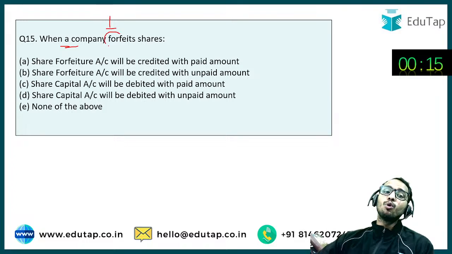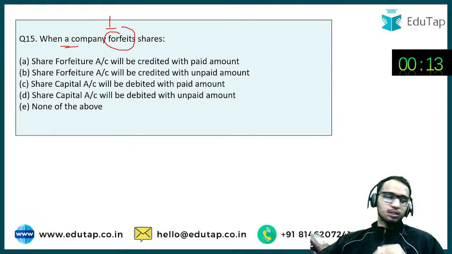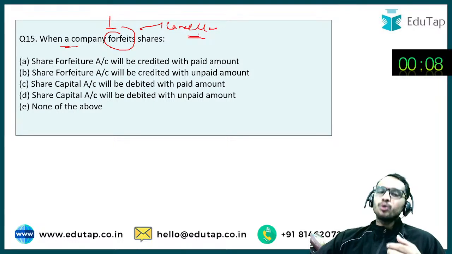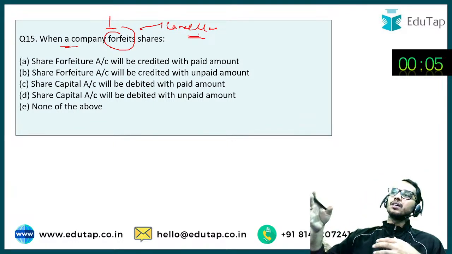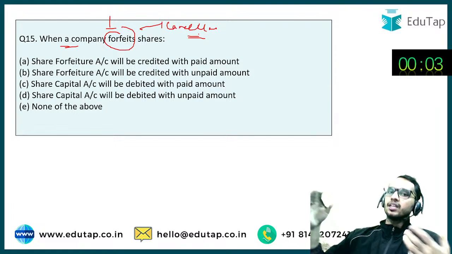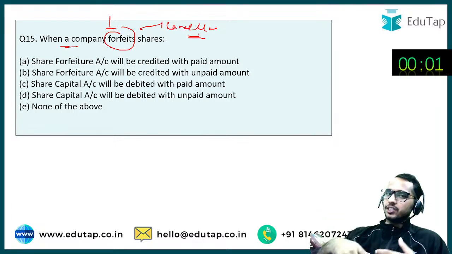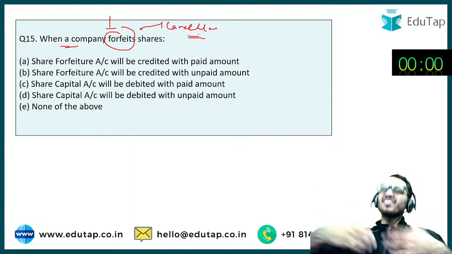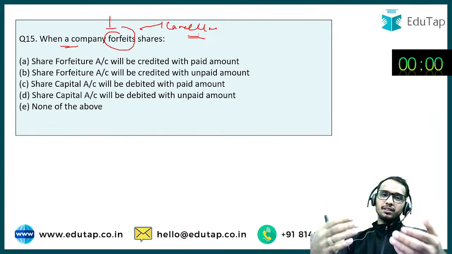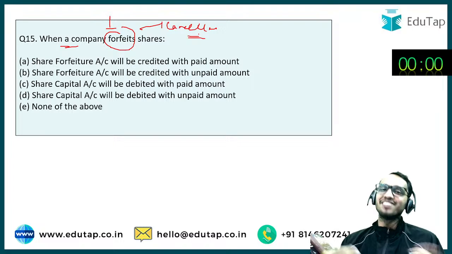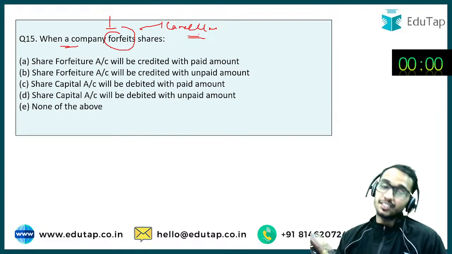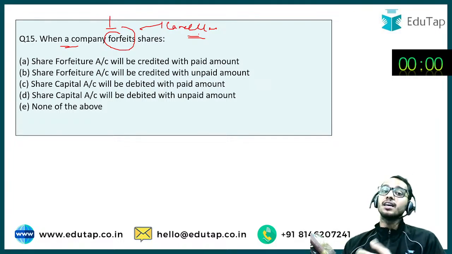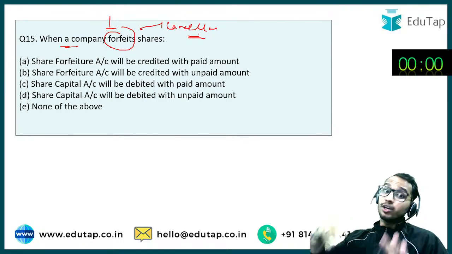When a company forfeits its shares, let's first understand the meaning of forfeiture. Very easy meaning: cancellation of shares, na. So you have asked potential investors to apply for your company's shares. They have applied for it. Let's include us in the same team. We have asked our investors to apply for the shares. They have applied for the shares. They have given us the application money. Now we have allotted shares to them.